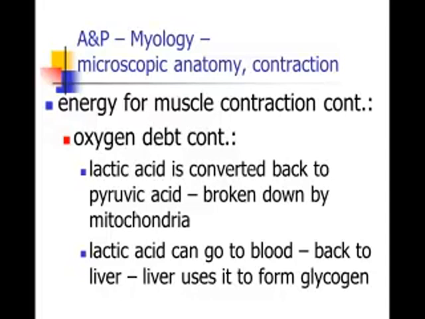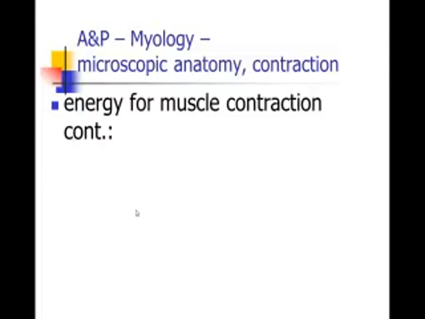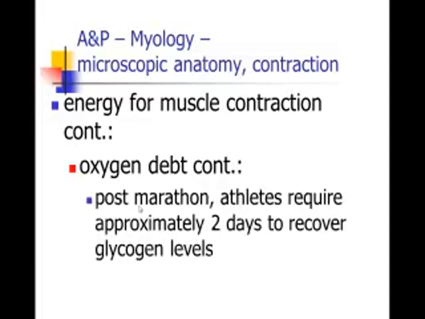Lactic acid can go right into the blood, and if it does, it goes through the blood. Eventually, it'll reach the liver, and in the liver, the cells of the liver can remove the lactic acid and form glycogen. Okay. So, let's say you have a marathon runner. Marathons are very demanding of your resources, and so if a person runs a marathon, they need about 2 days to recover their glycogen levels.